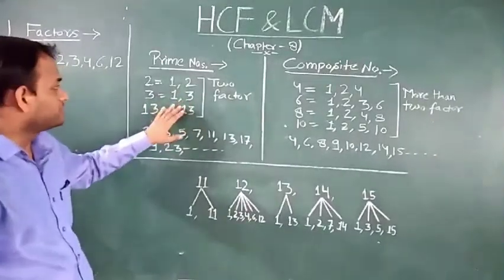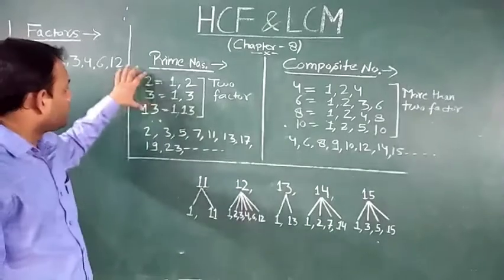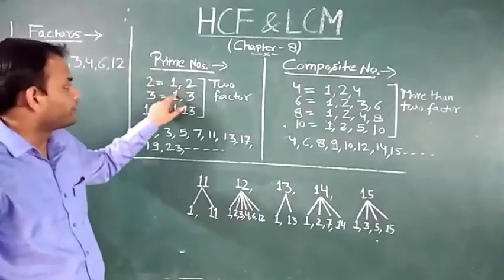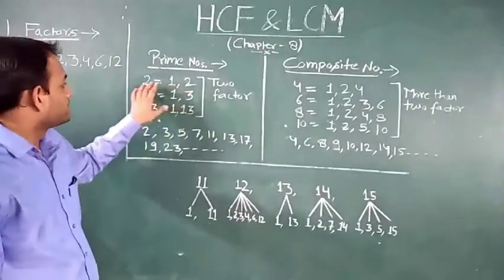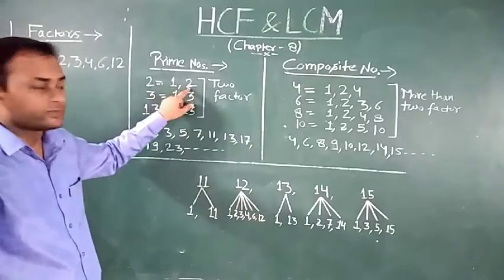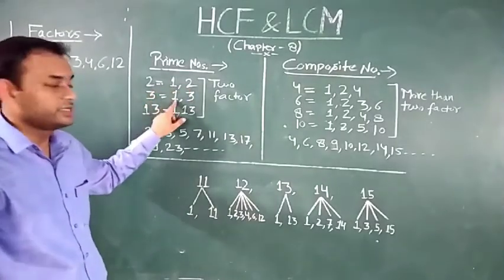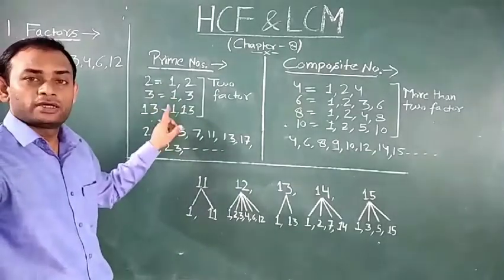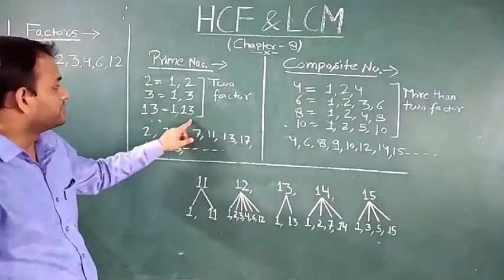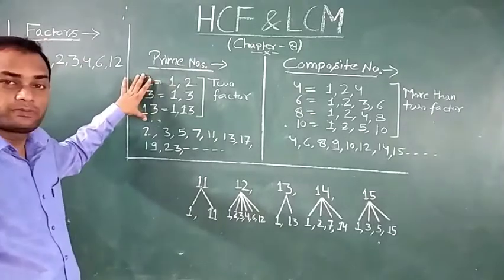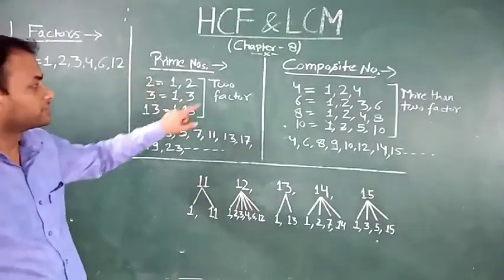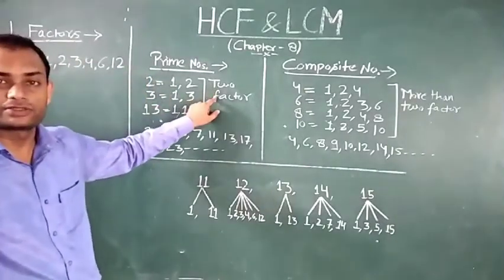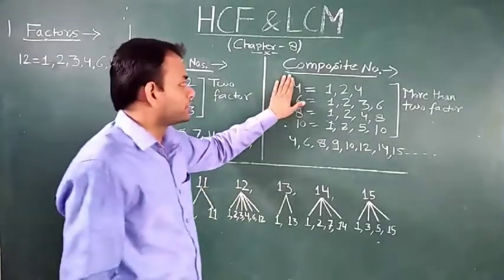So in this way you can see that all prime numbers have only two factors. 2 is divisible by 1 and 2, 3 is divisible by 3 and 1, and 13 is divisible by 1 and 13. It means we can say that all prime numbers have only two factors. Now, what are composite numbers?